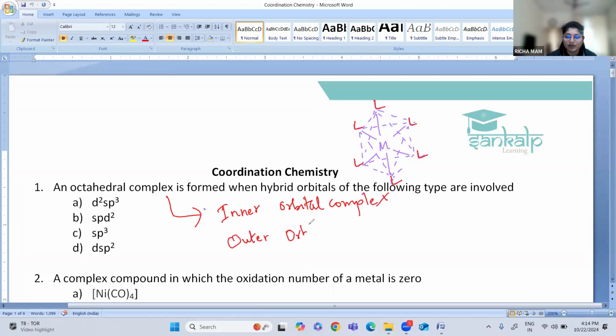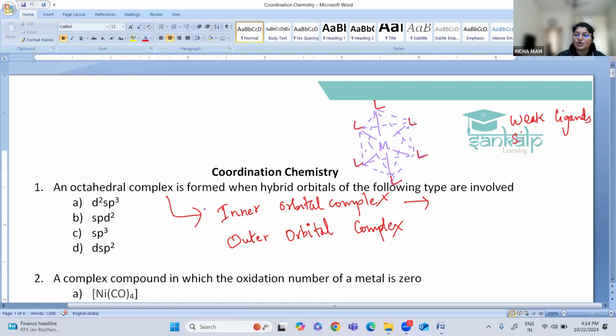Now what do you mean by this? Let me explain. What do you mean by inner orbital complex and what do you mean by outer orbital complex? When you say inner orbital complex, here the inner d orbitals are involved. So what type of ligand? We have already studied there are two types of ligand. One is the weak ligands.